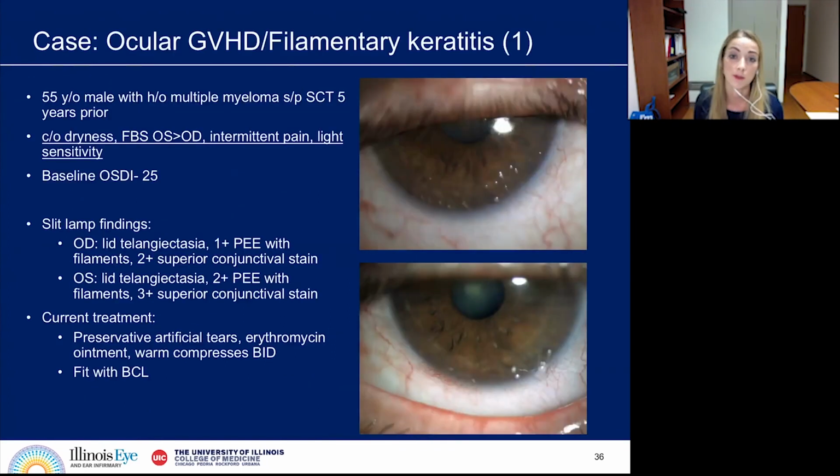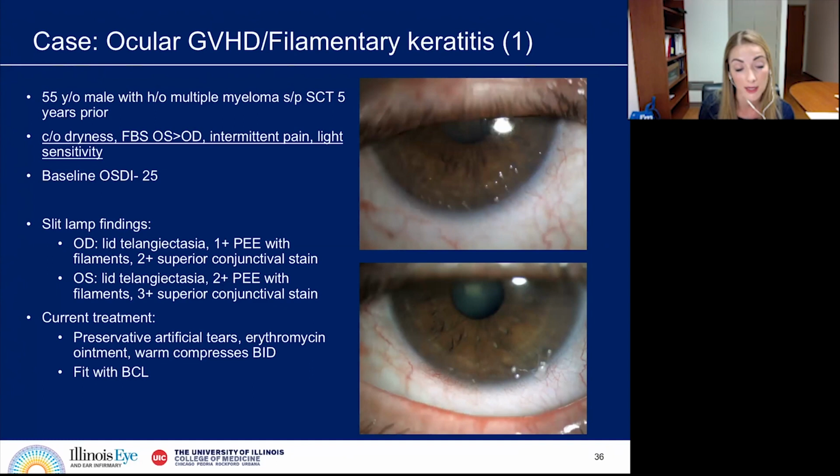So here's an example of a patient with ocular graft versus host disease and filamentary keratitis. This is a 55-year-old male with a history of multiple myeloma, post-stem cell transplant 5 years prior. He complained of dryness, foreign body sensation greater in the left eye than the right eye, intermittent pain, and light sensitivity, and had a baseline OSDI of 25. Slit lamp findings show lid telangiectasia, punctate epithelial erosions, and conjunctival staining and filaments in each eye. So you can see along the edge of the cornea a significant amount of filaments in each eye.